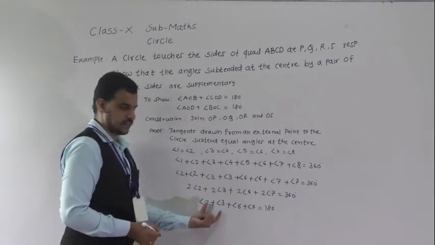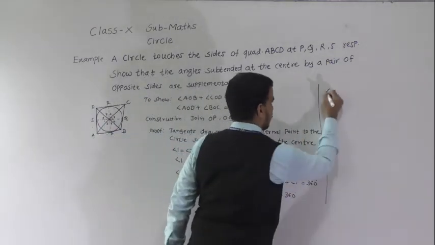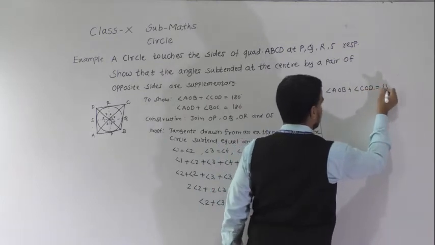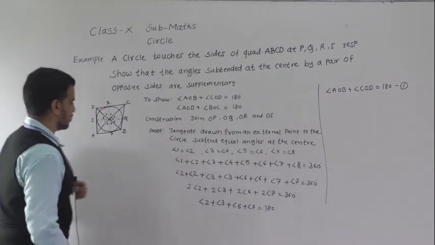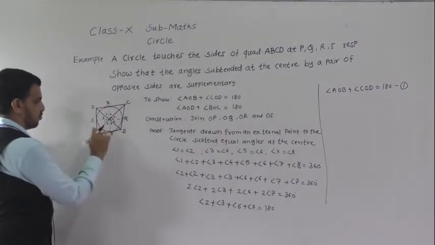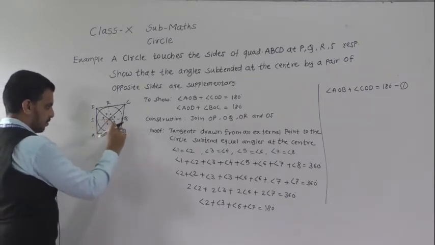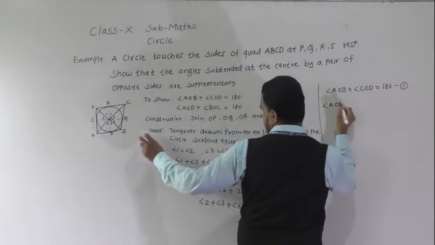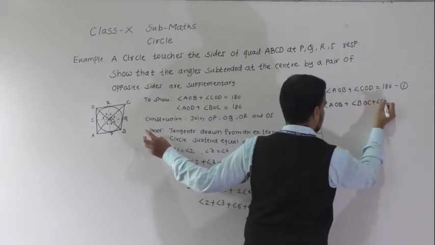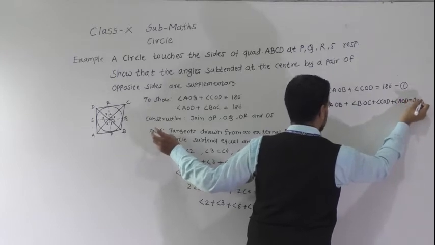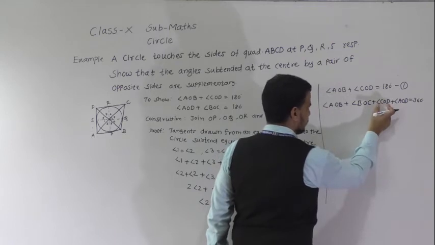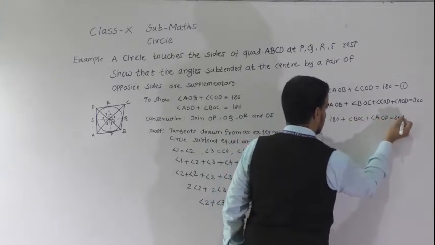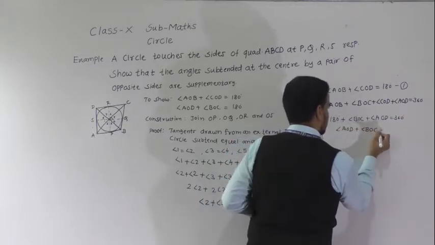Okay, now angle 2 plus angle 3, that is angle AOB. So angle AOB plus angle 6 plus angle 7, that is angle COD. So angle AOB plus angle COD is equal to 180 degree. This is one. Okay, now by using this we can show that angle AOD plus angle BOC is 180 degree, sum of these two. So how do we write this? Angle AOB plus angle BOC plus angle COD plus angle AOD is equal to 360 degree. Now AOB plus COD is equal to 180. So 180 plus BOC plus AOD is equal to 360. So angle AOD plus angle BOC is equal to 180 degree.